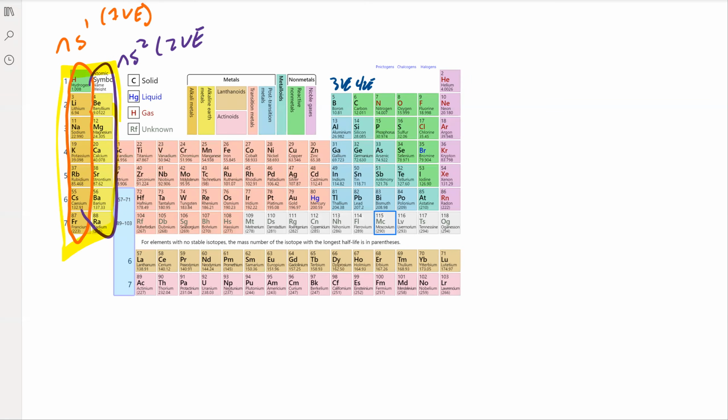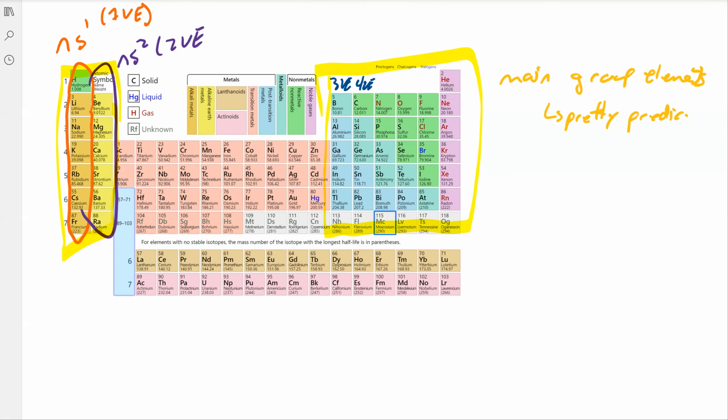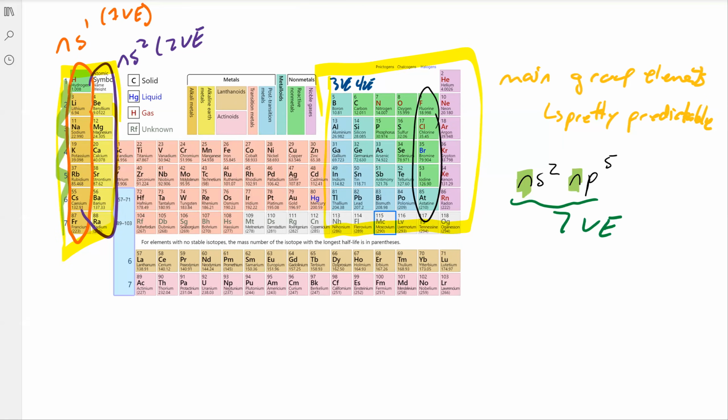And so the s block and the p block are what are known as main group elements. And they're generally pretty predictable. We can know how they behave, and the reason that they behave the way they do is based on the number of valence electrons. So for example, if you think about all the halogens, they're all going to be ns2 np5, right? Where this n value depends which row you're in, but either way, they have 7 valence electrons.